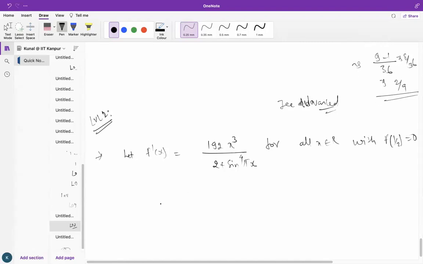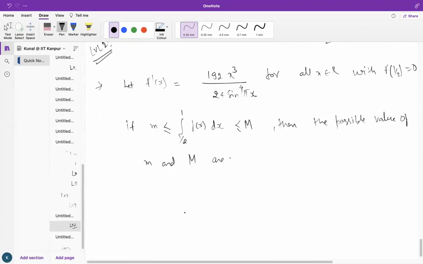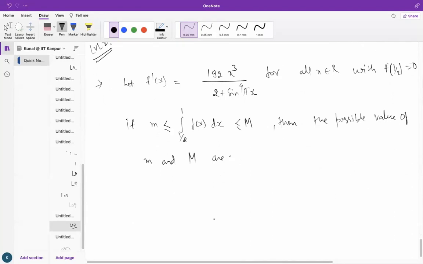Now the question is, if small m is less than or equal to the integral from 1 by 2 to 1 of f of x dx, which is less than or equal to capital M, then the possible values of small m and capital M are, okay? So you have to find that.